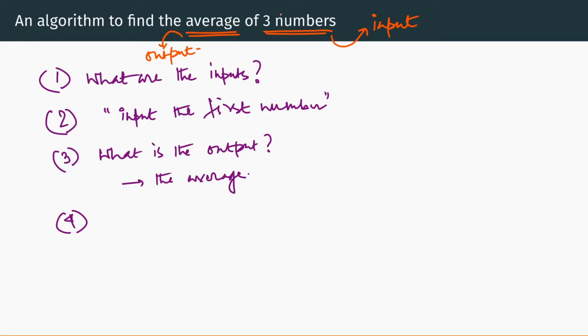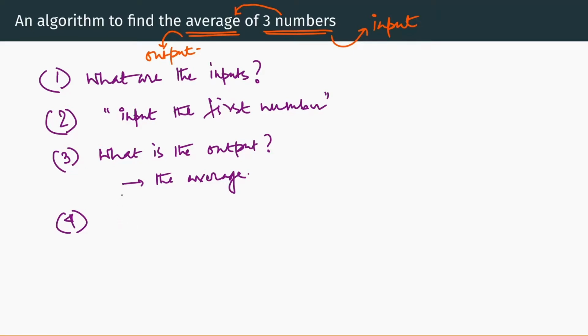How do you go from there to there? And that's what we have to do. Okay, now one thing to note is that an algorithm is a sequence of well-defined operations, right? Now when we write the algorithm that finds the average of three numbers, what are the operations that we can assume that the computer knows? Okay, so in this case, I'll give you the operations.